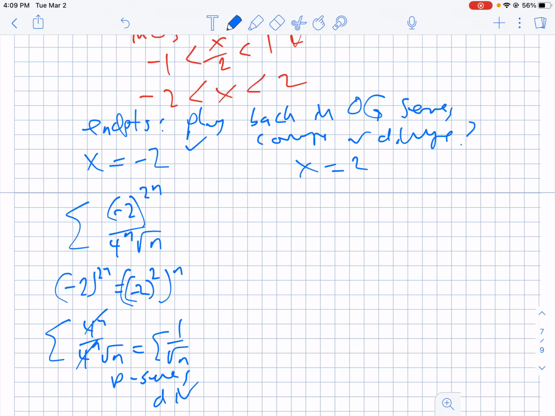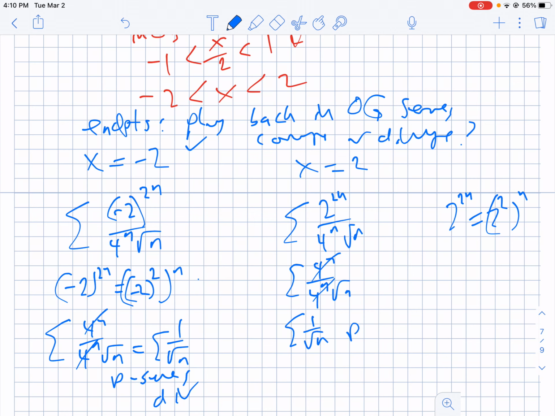When I plug in the 2, I'm going to get 2 to the 2n over 4 to the n times rad n. Again, I'm using that same trick, right? 2 to the 2n is the same as 2 squared to the n. So this is 4 to the n over 4 to the n rad n. Bam, bam. So this is just 1 over rad n. That's a p series. Again, it diverges. It's literally the exact same series. So neither endpoint works. And you're going to get some case on the homework where both endpoints work. And it's totally just like, this is what happens. Sometimes it's both, sometimes one, sometimes neither. But you got to check them all no matter what.